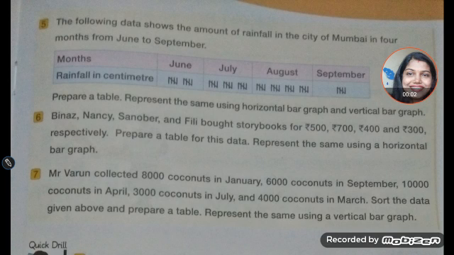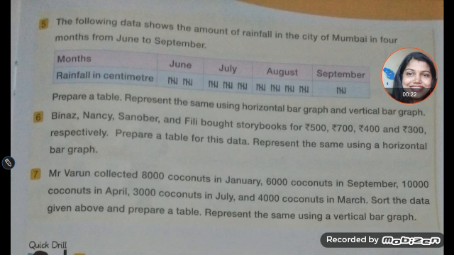Good morning, children. This is Komal Jain, your maths teacher, and we are with the next set of sums which we are going to solve from the topic data handling. In the previous video, we understood what a pictograph is, how we represent a pictograph using symbols, and what the steps are to plot a pictograph using the given data.